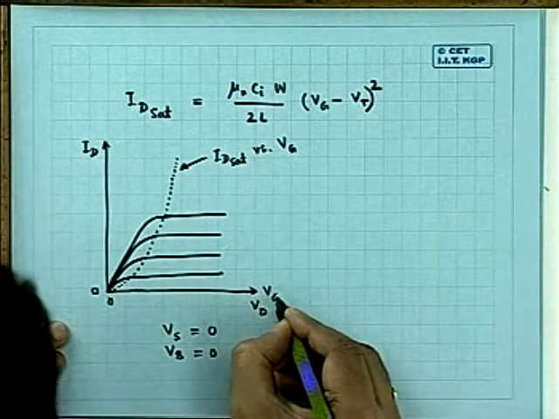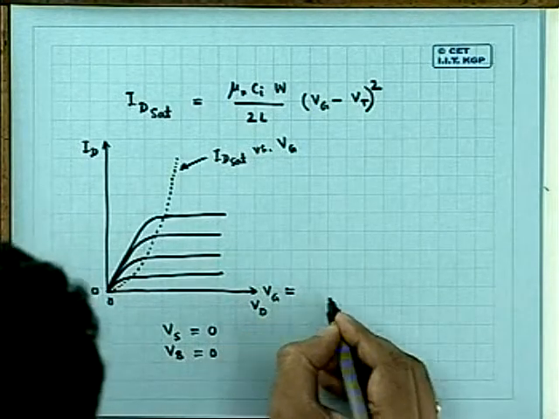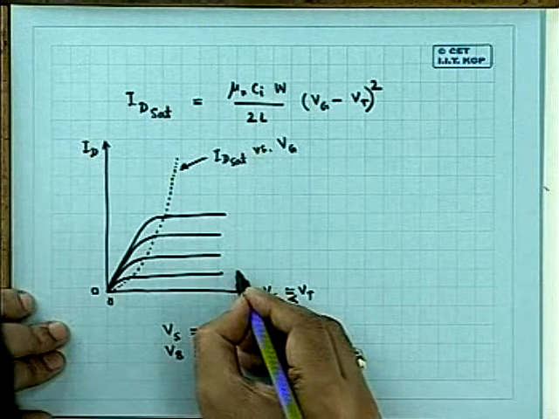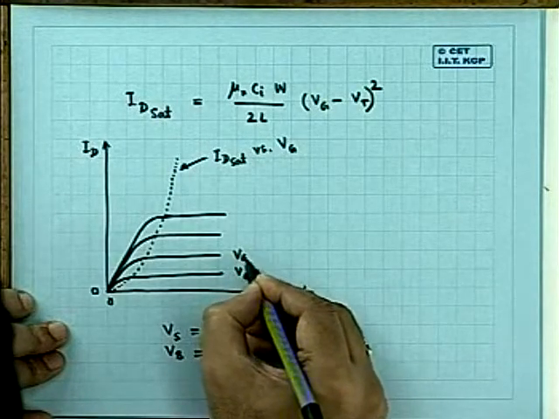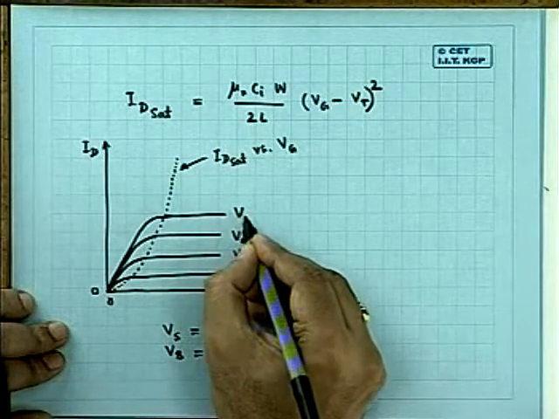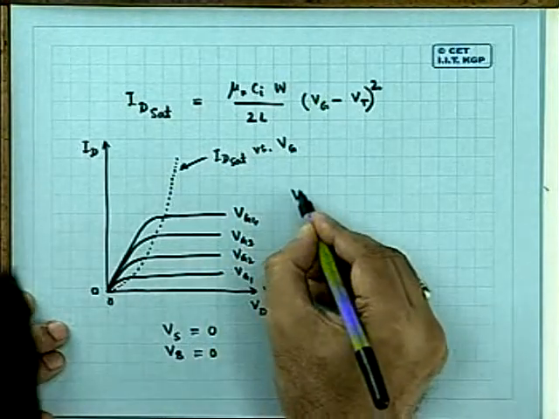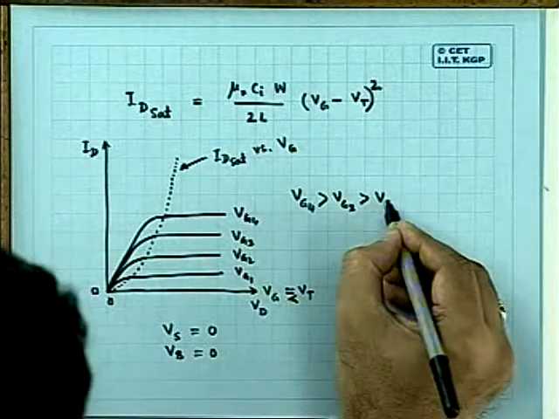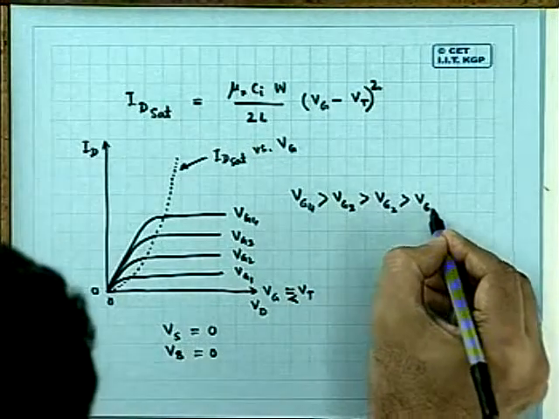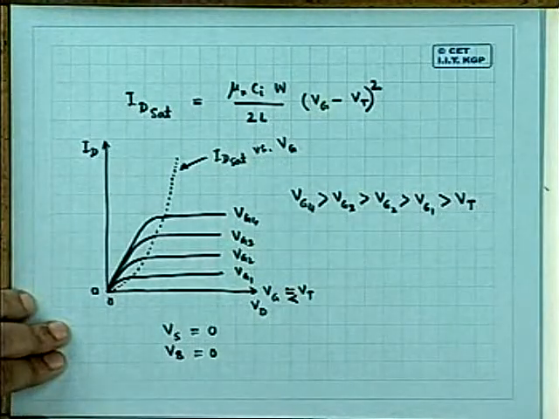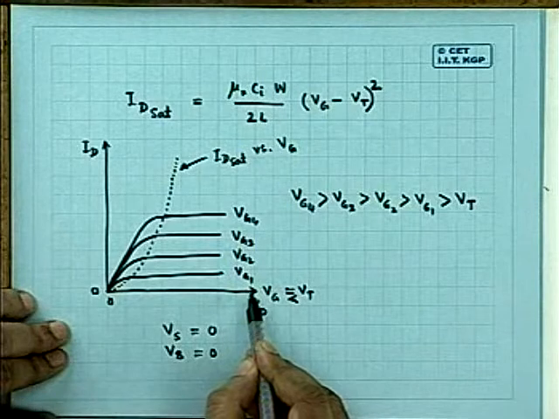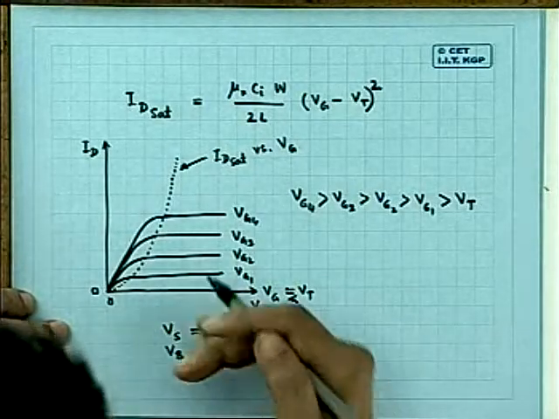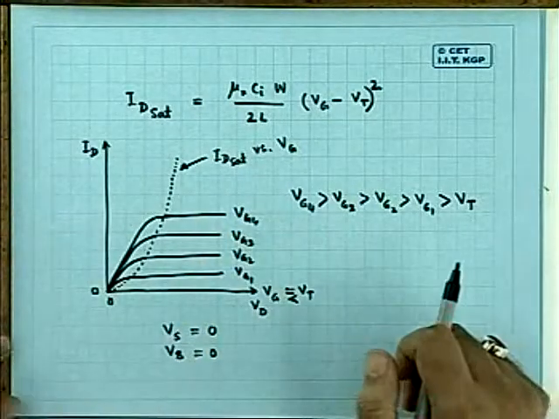Where this may be for VG less than or equal to VT. And this is for VG1, VG2, VG3, VG4, where VG4 is more than VG3 positively, then VG2, VG1, VT. So for values of gate voltage up to VT, the drain current is practically zero. So below that, this region is called cutoff. Below the horizontal line is called cutoff.